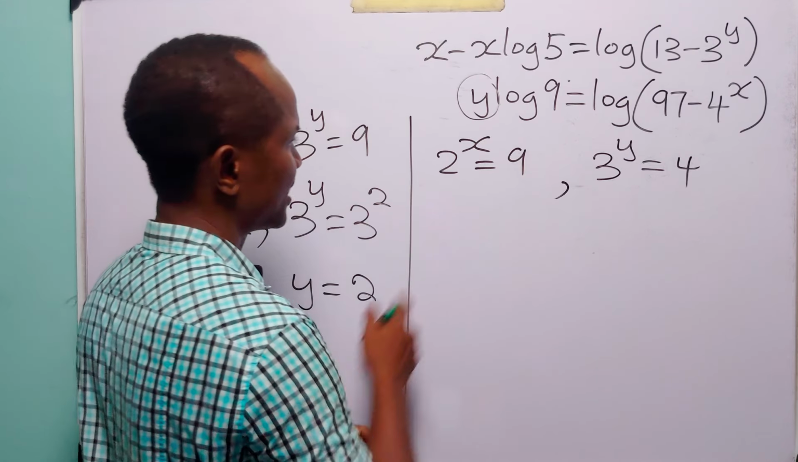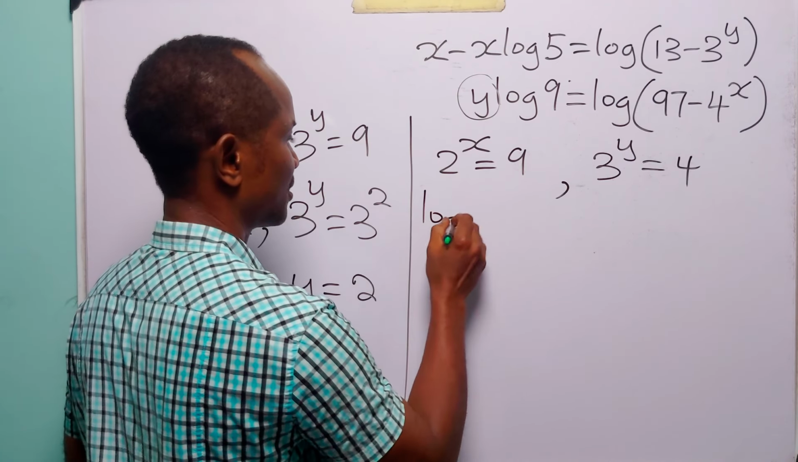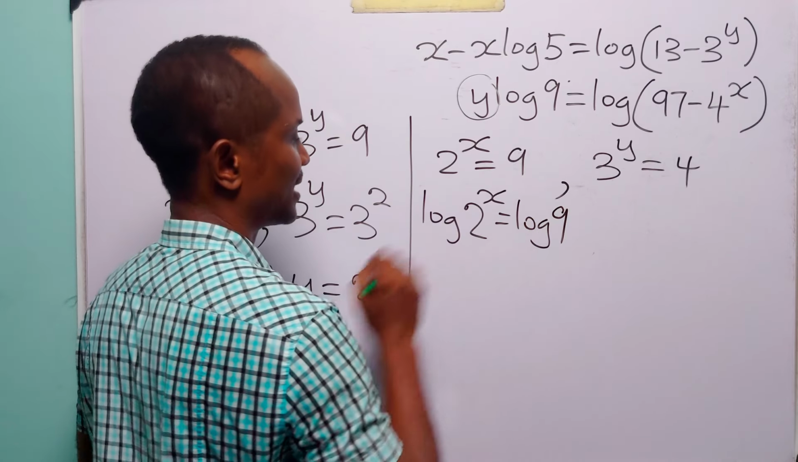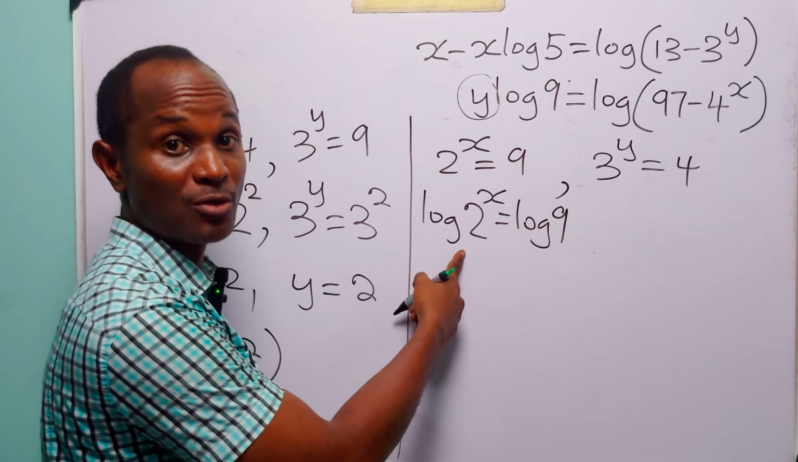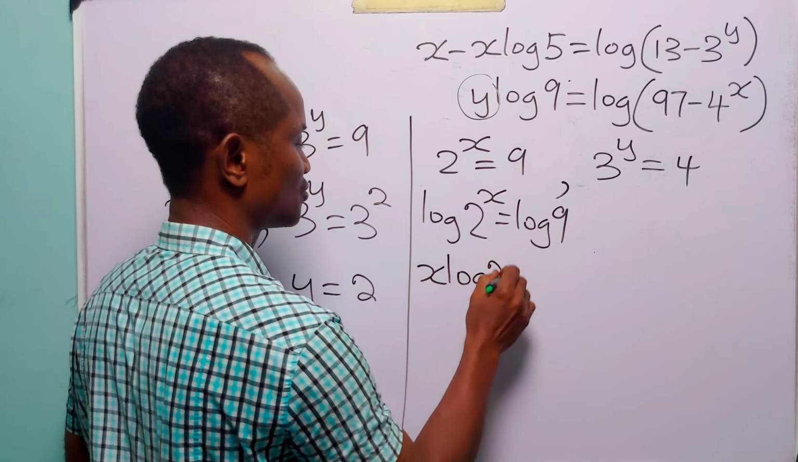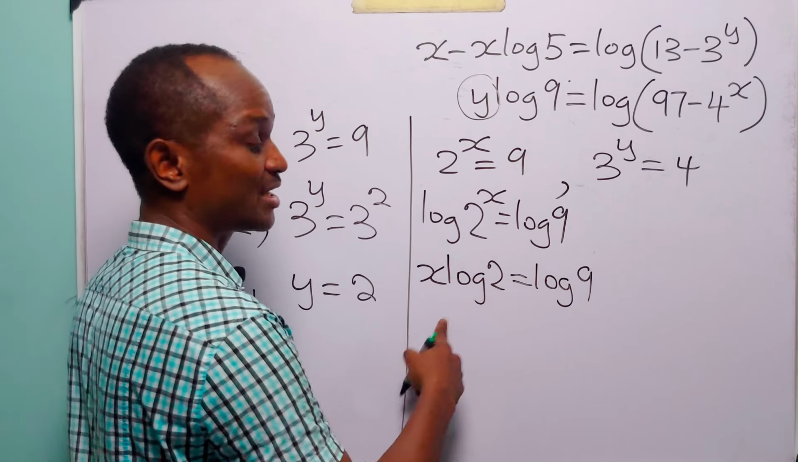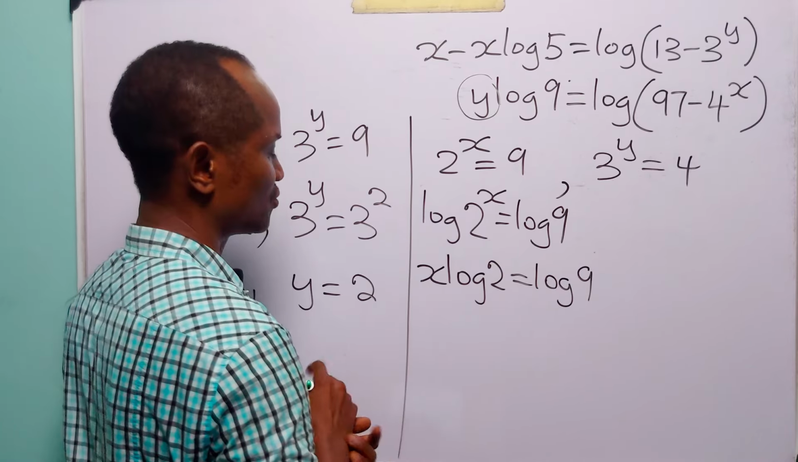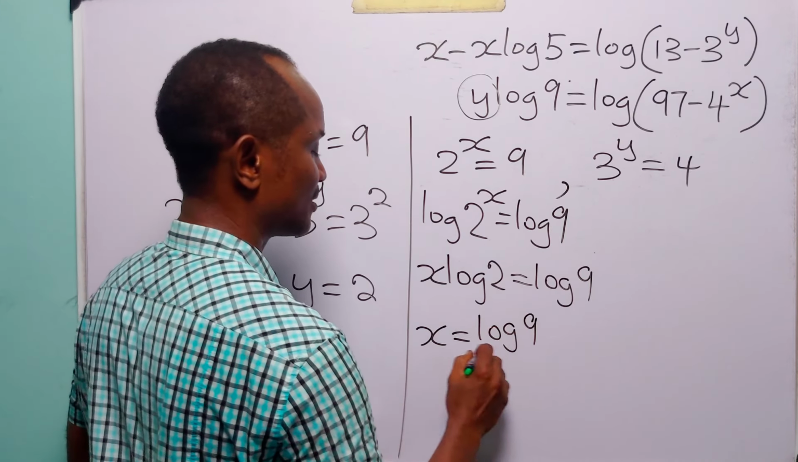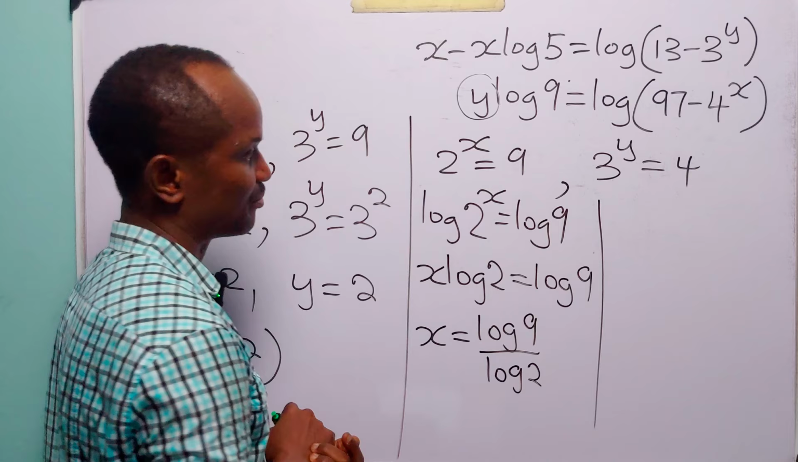Now, in this case, we have to take log of both sides of this equation. So we have that log 2 to the power x is equal to log 9. Applying the power rule to this left-hand side, we have that x log 2 is equal to log 9. And of course, dividing both sides of this equation by log 2, we have that x is equal to log 9 over log 2.